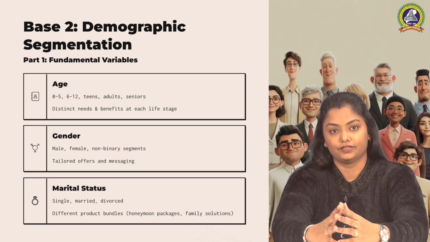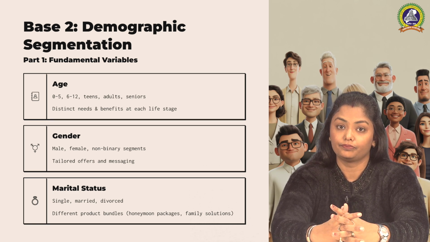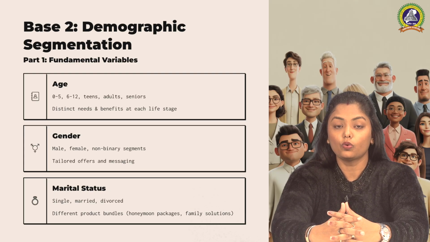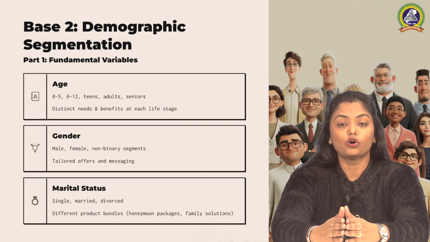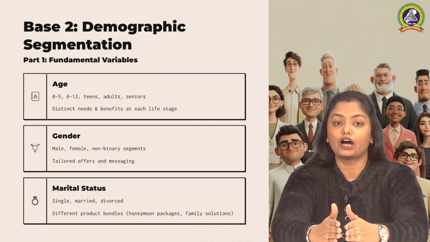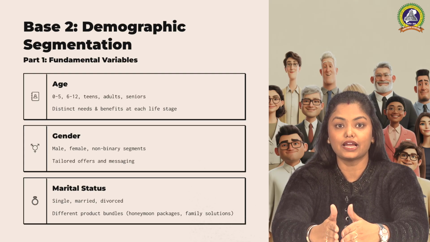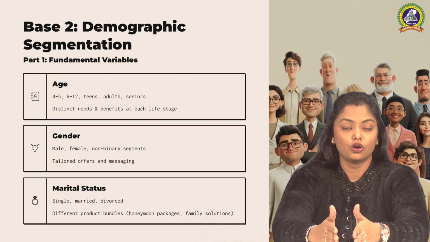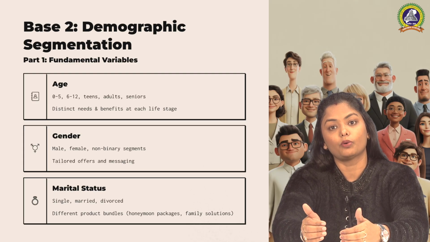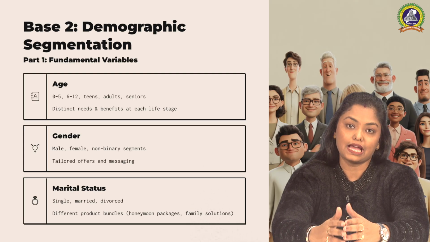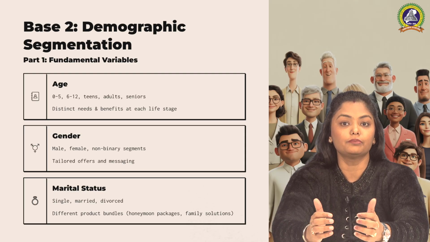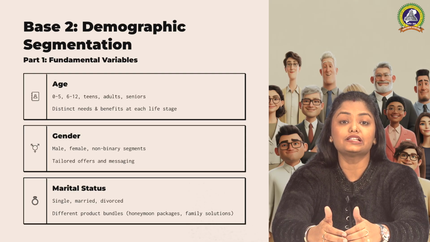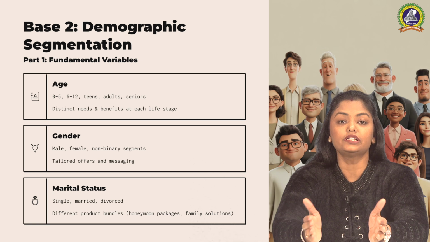First is age. This is a powerful one, as consumer requirements clearly change with different age groups. The needs of a child aged 0 to 5 are completely different from a child aged 6 to 12, who is again different from a teenager. For example, Disney targets young children with its movies and merchandise, while brands like Nike and Adidas focus on teenagers' desire for style.